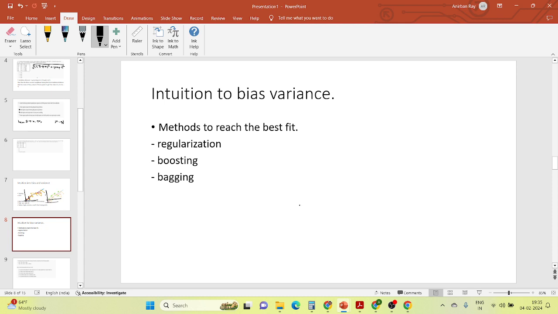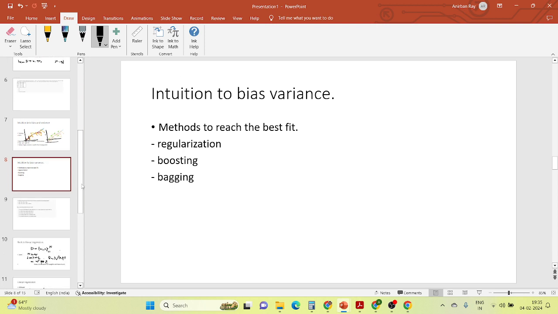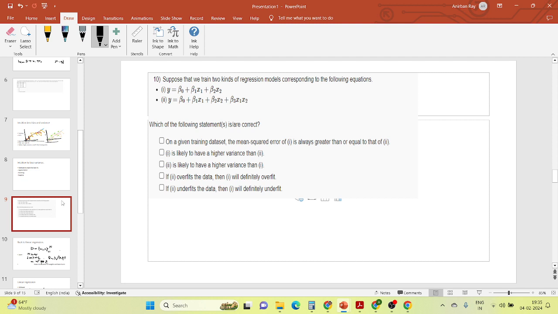So what methods do we use to get to the best fit? First is regularization, another is boosting, another is bagging. These are the three methods used to get to the perfect fit, considering the information provided by bias and variance. That is the thing for now.